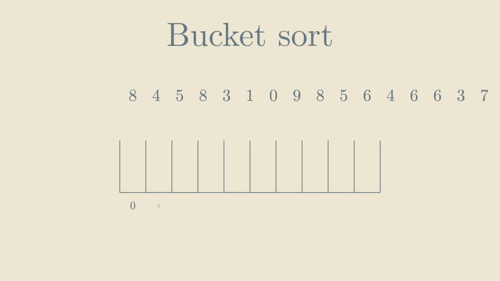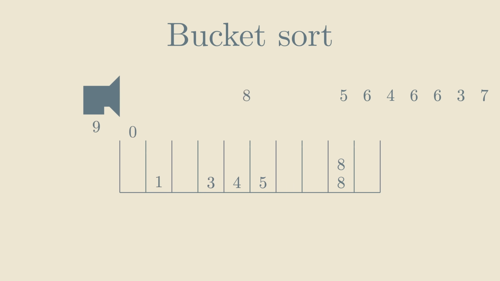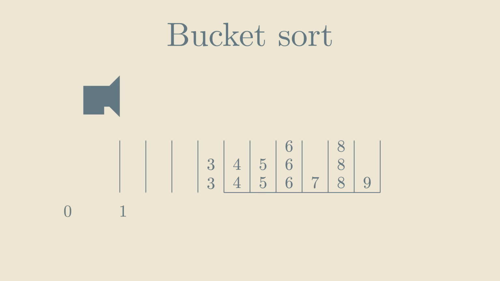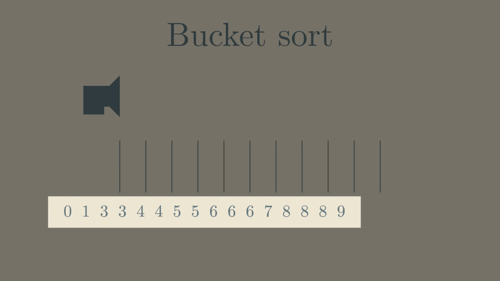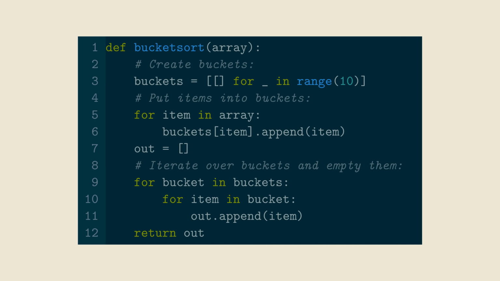Here's the idea. We create 10 empty buckets, one for each possible digit. Then, we iterate through our input. Every time we see a number k, we drop it into the kth bucket, like this. After we finish reading all the numbers, we just iterate through the buckets from left to right. And that's how we get the final sorted sequence. Here's a simple Python implementation.